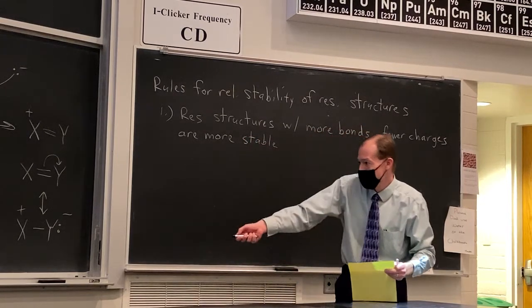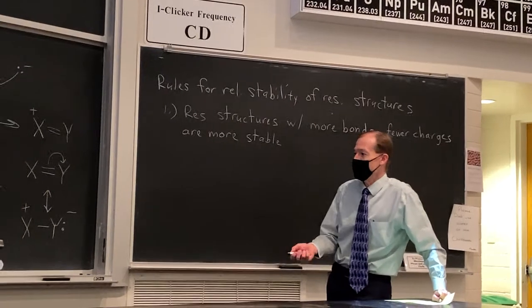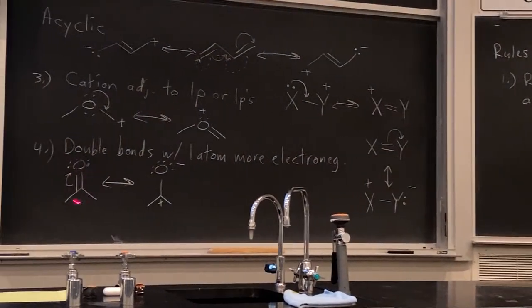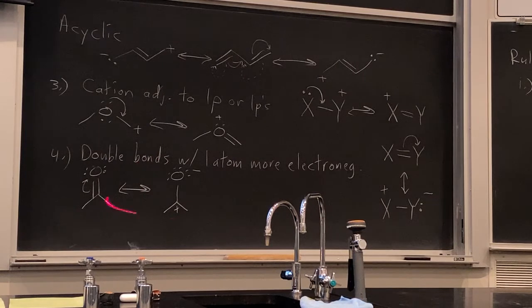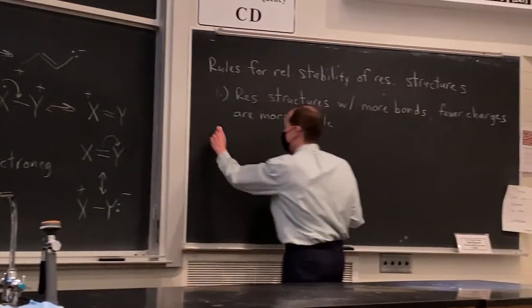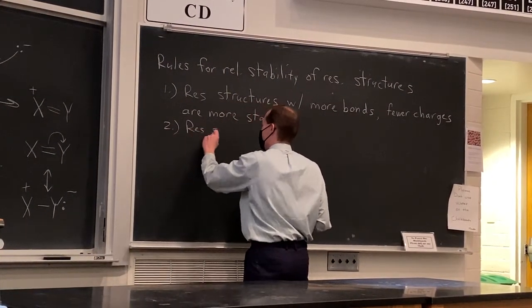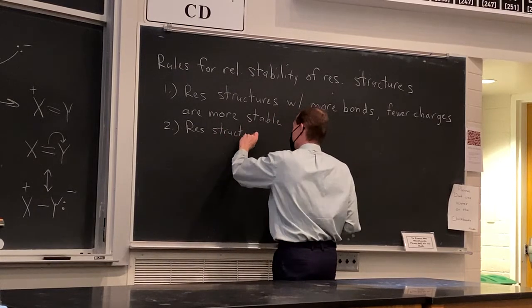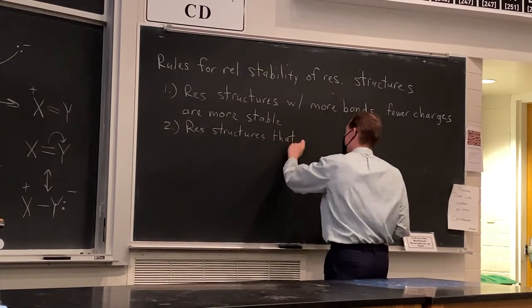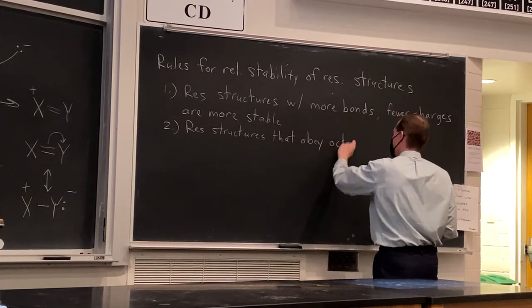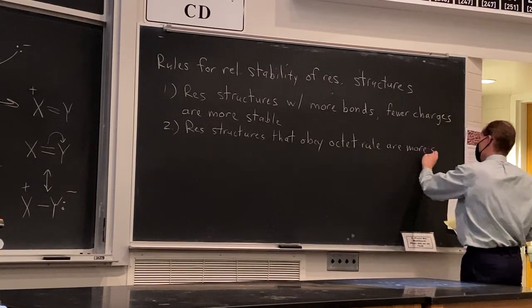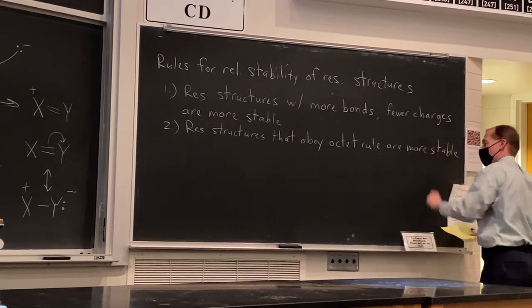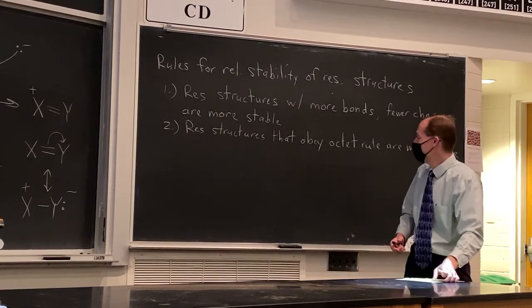And a prime example of that is this example number 4 that we have here on the board with our acetone. We have more bonds and fewer charges in our structure on the left, and so that is more stable. That is the major contributor. The structure on the right is the minor contributor. Okay? Our second rule that we'll go over, resonance structures that obey the octet rule are more stable.